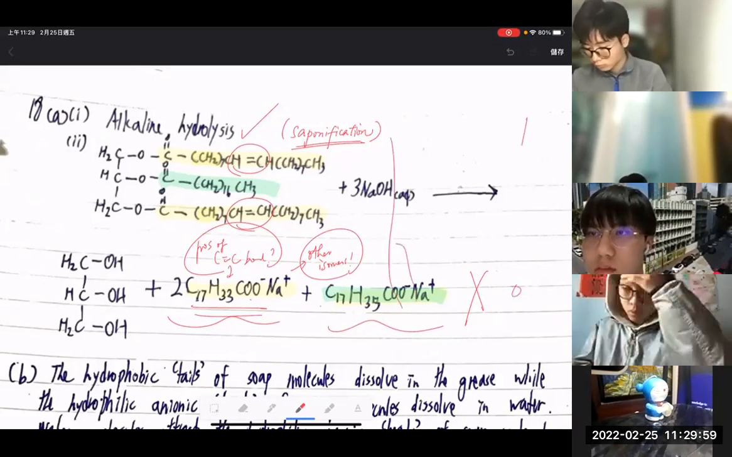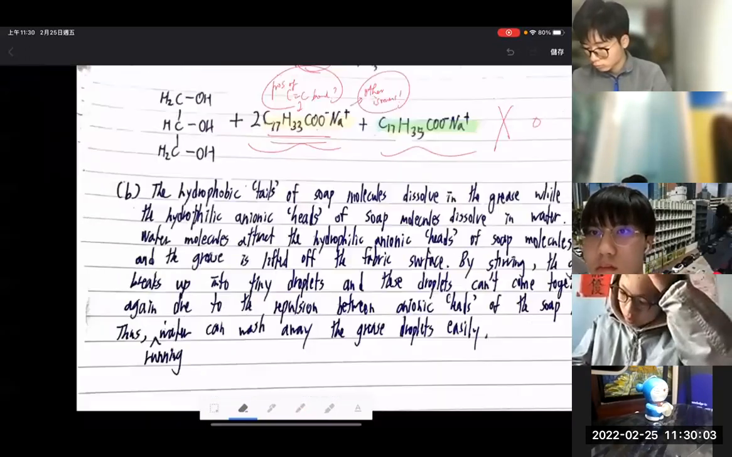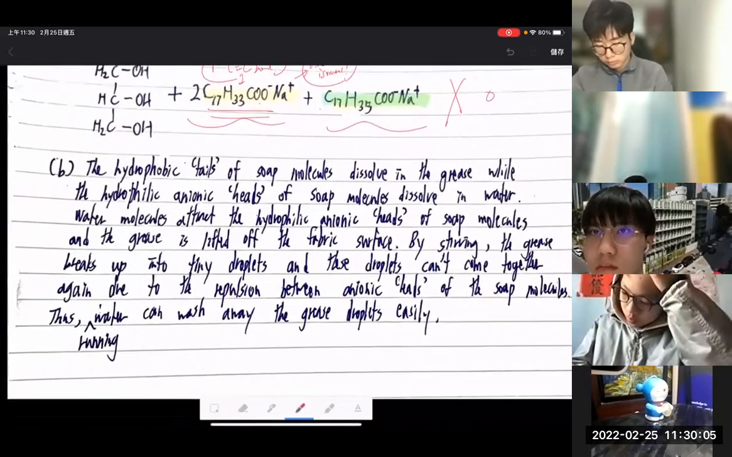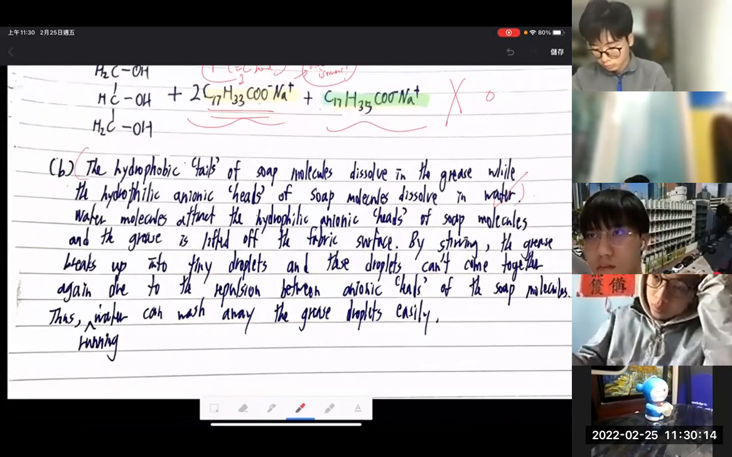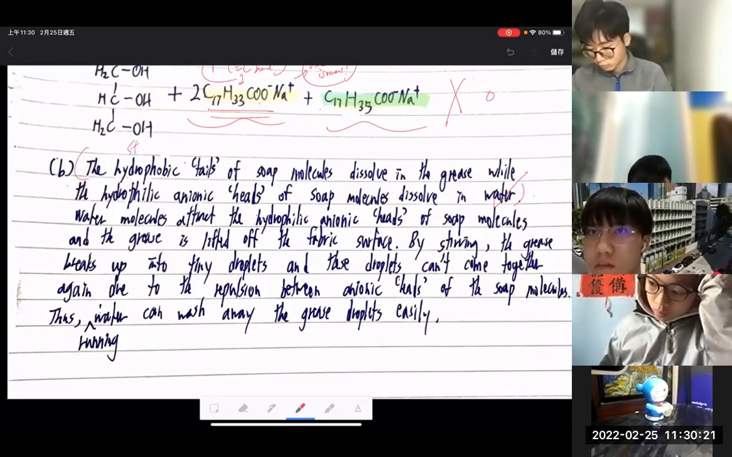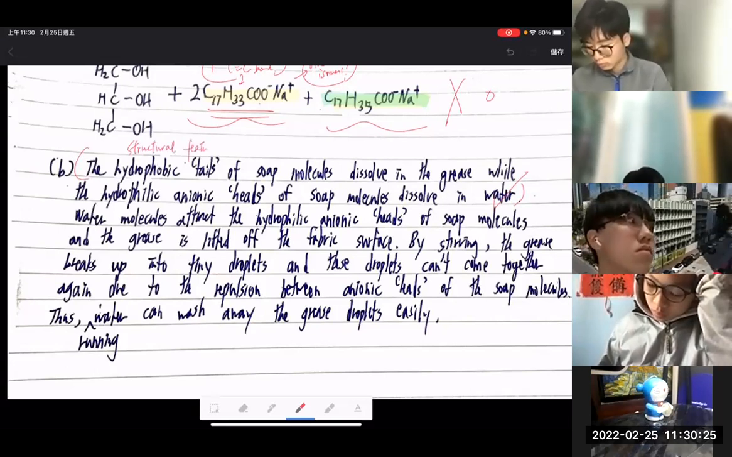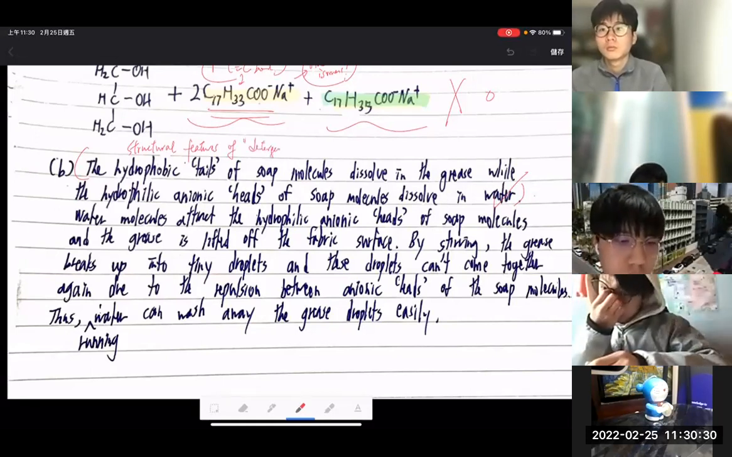How about what's next here. The hydrophobic tails of the soap molecules dissolve in grease, while the hydrophilic anionic head dissolves in water. Now, remember, this statement is a very important statement to be stated at the very beginning, because it tells you the structural features of a detergent particle.